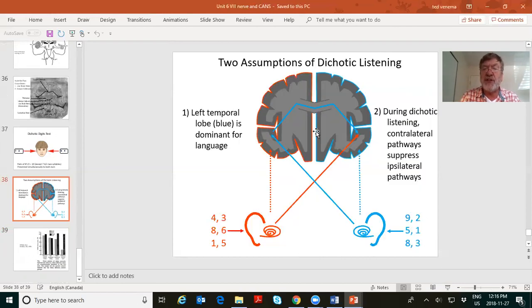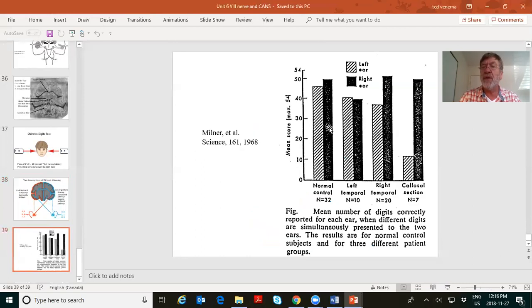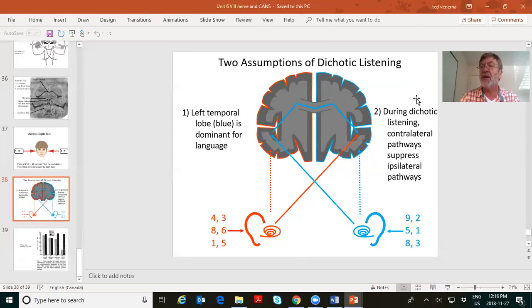They sliced the corpus callosum in half to reduce seizures. They call that a commissurotomy. They cut it in half. The person can still think and everything, but has odd things in dichotic listening as a result. Huge right ear advantage. And that's how they found out that the corpus callosum was involved during dichotic listening.